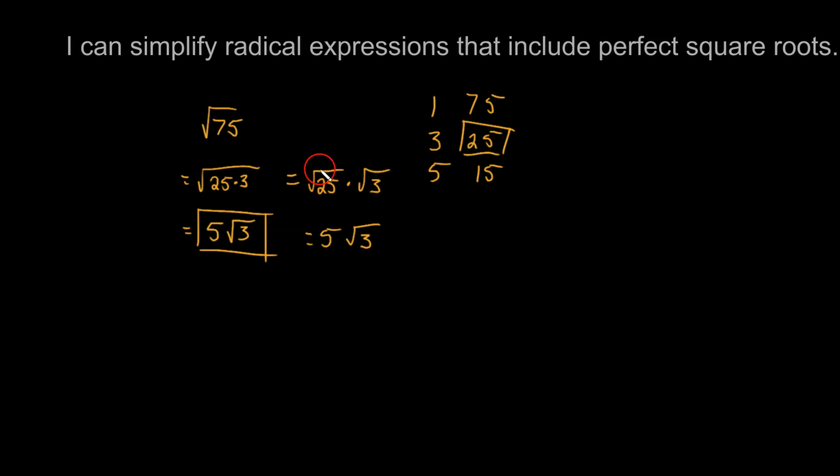And just to clarify here, the square root of 25 has a perfect square, which is 5. However, the square root of 3 does not have a perfect square. So that is why we leave it underneath this radical symbol. It cannot be simplified any further.